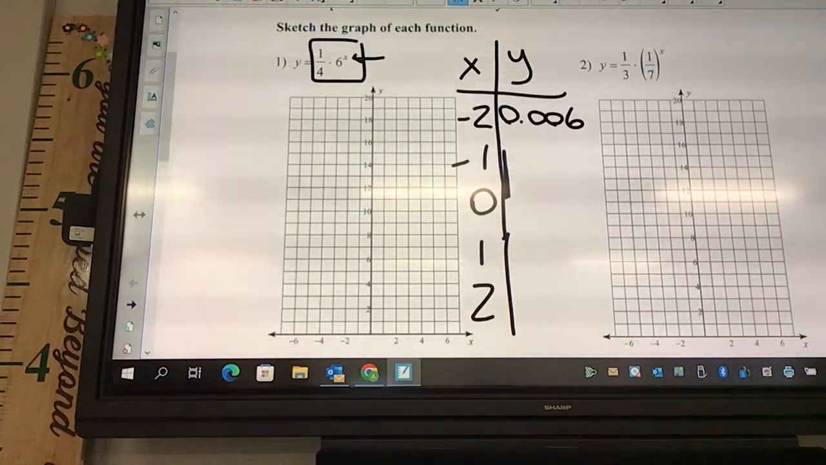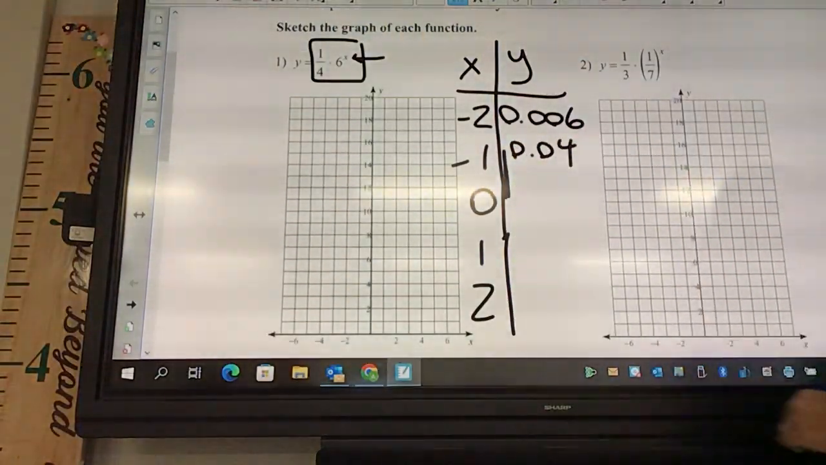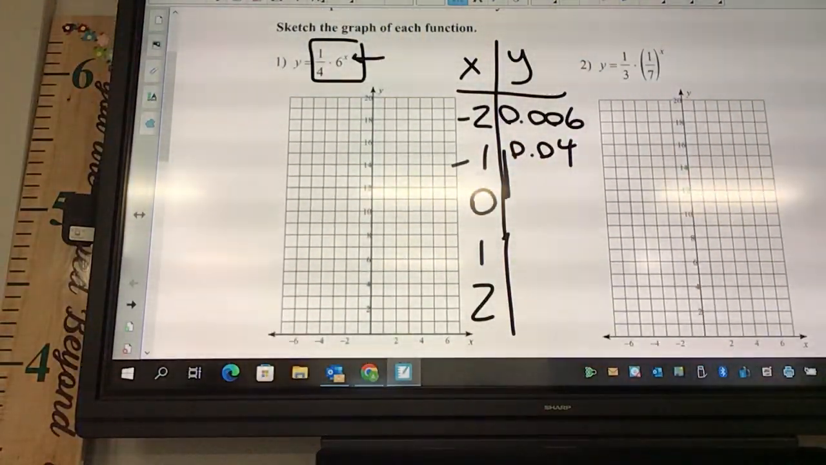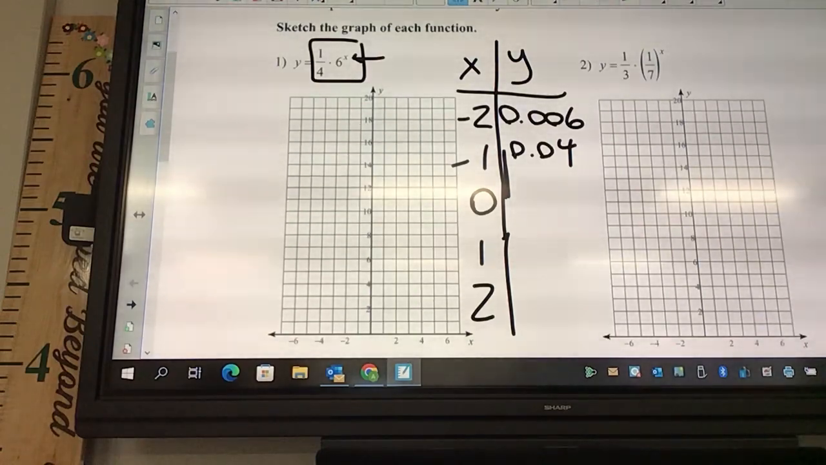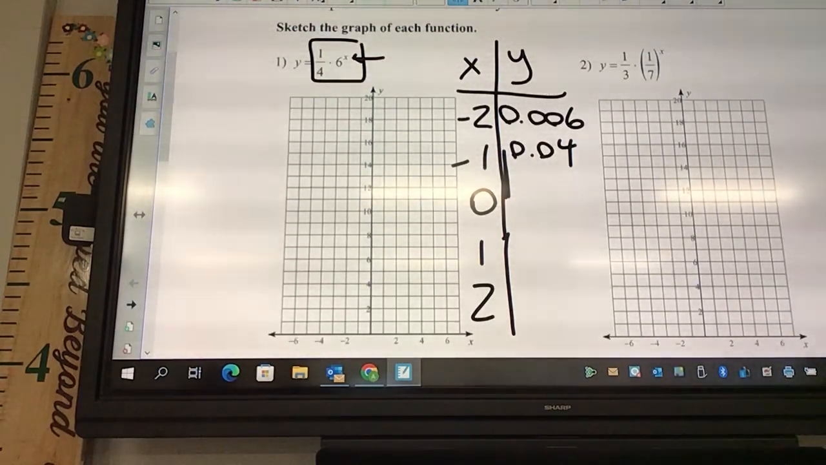Hey, what'd you guys get for the -1? 0.04. Okay, and then go through and do the 0 and the 1 and the 2. If you need help, let me know. I can come help you. You good, Mike? SD. There you go.